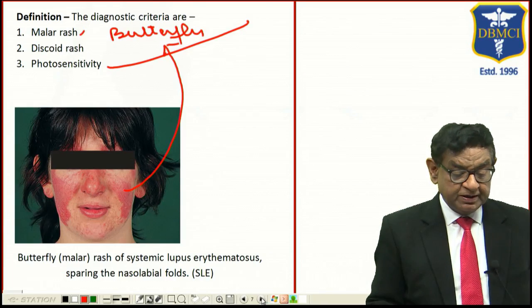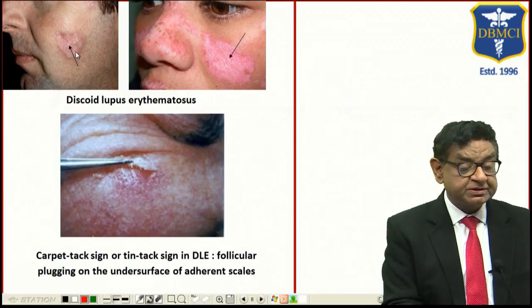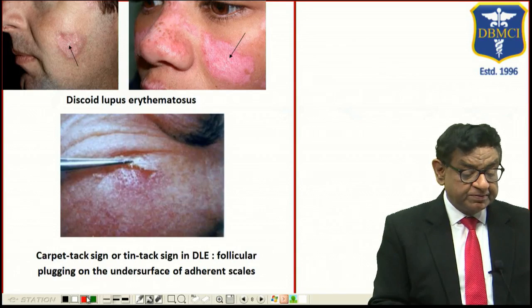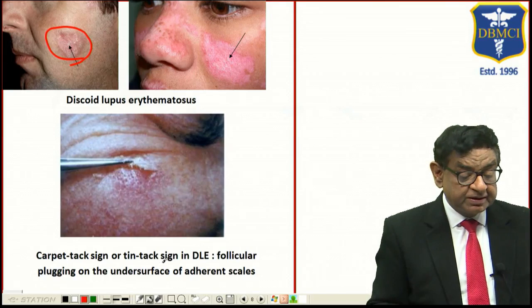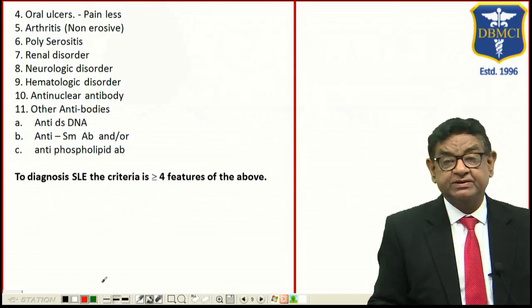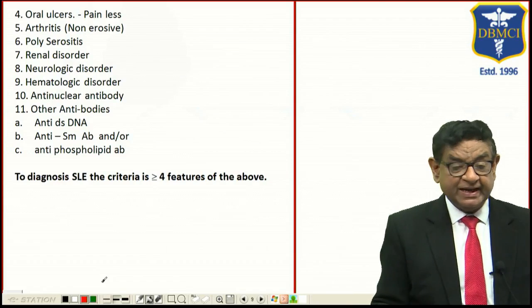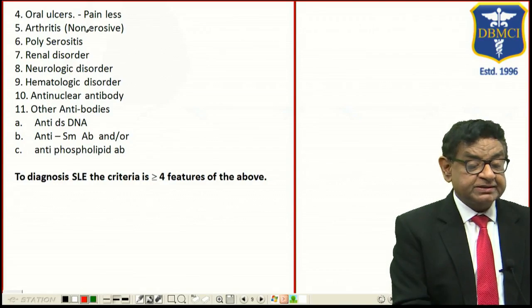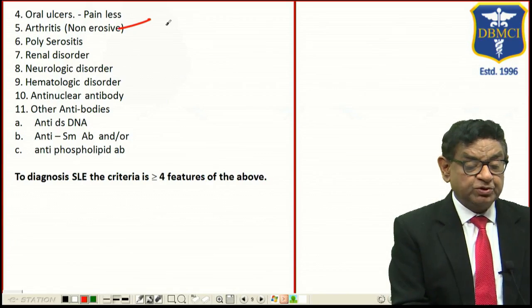Then, of course, a discoid rash here is seen in the cheeks. It can occur on the body also. Now, oral ulcer is the fourth feature of SLE. They're usually painless. Arthritis is non-erosive. What do you mean by non-erosive? That means there is no deformity.